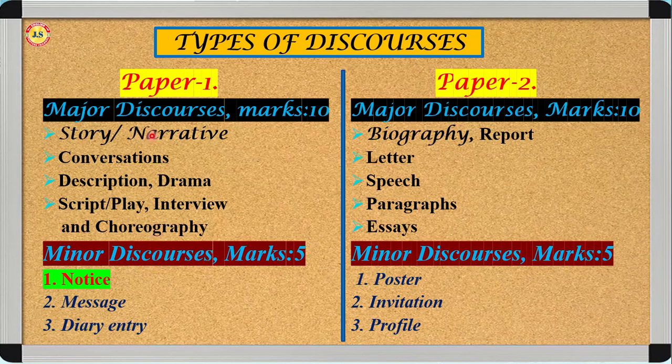Major discourses in paper 1 carry 10 marks, whereas minor discourses carry 5 marks. Major discourses in paper 1 are: story, narrative writing, conversations, description or drama, script, play, interview, and choreography. Now let us see minor discourses in paper 1. First one is notice, second one is message, and the third one is diary entry.